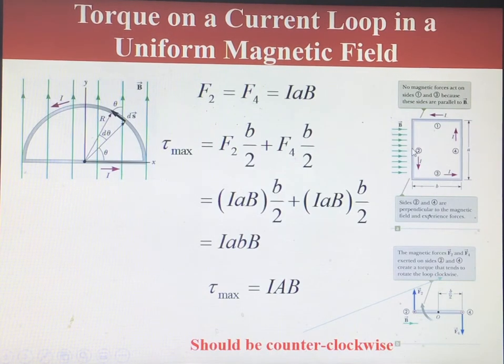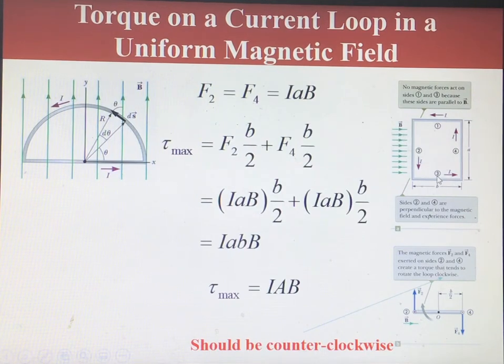If you use the cross product, we can calculate the force on side number 1, the force on side number 2, the force on side number 3, and the force on side number 4. Now, side 1 is pointing in the opposite direction to the magnetic field. So the current direction is negative i, and because the magnetic field direction is i, if you do i cross i, you just get 0.